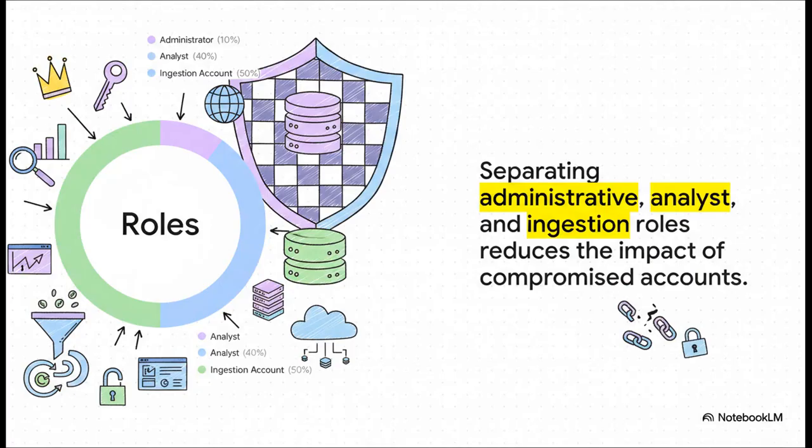And this chart really shows you how RBAC works in practice. You have different roles for different needs. An administrator? Yeah, they might have full access. But an analyst? They can read data, they can build cool dashboards, but they can't change a single thing. And then you've got an ingestion account, which an application might use. It only has permission to write new data into one specific place. Each role is limited, which really minimizes the potential damage if something goes wrong.